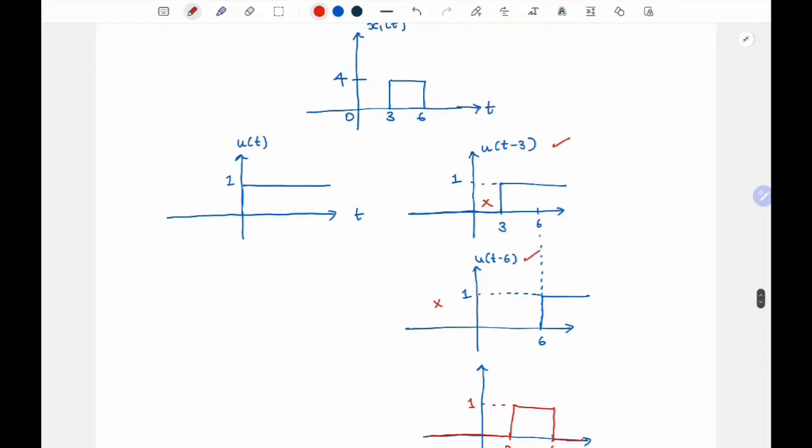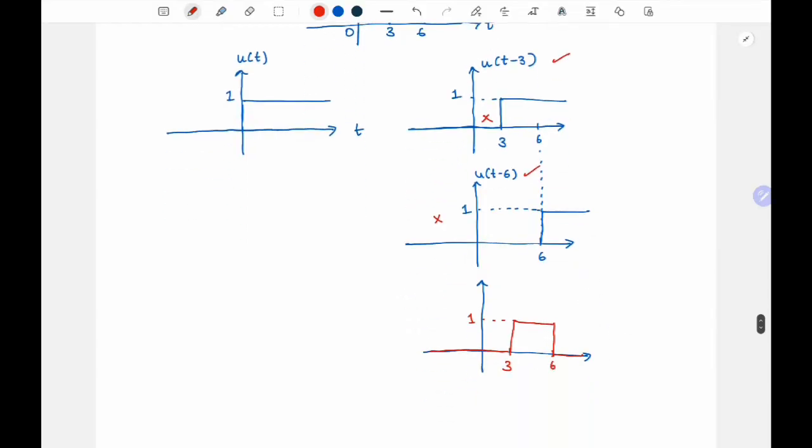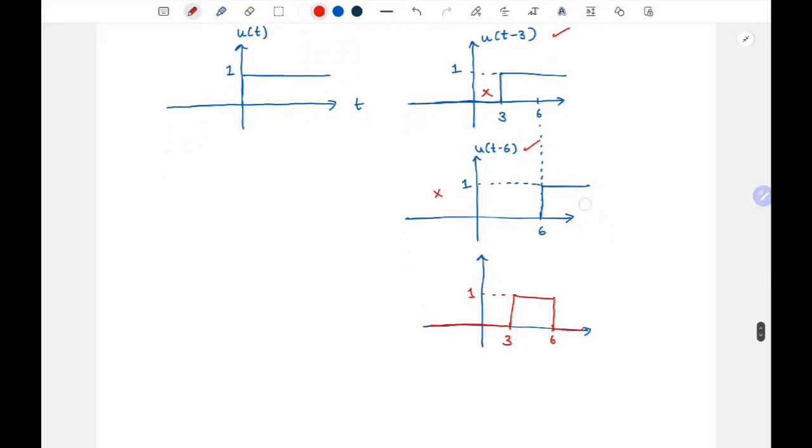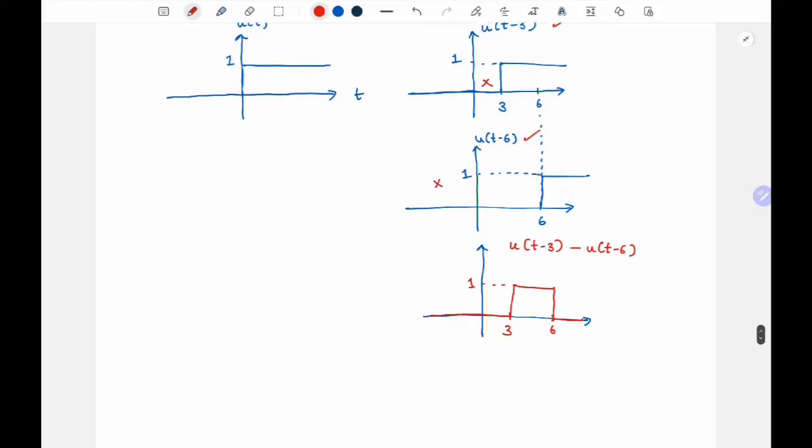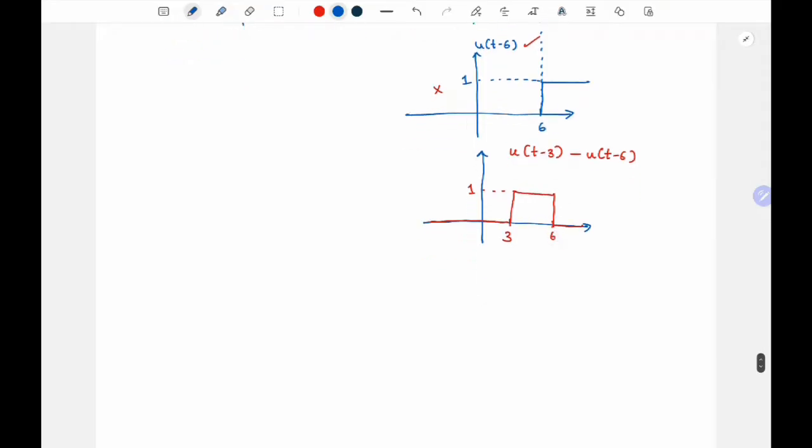So now if you see, you have got the structure. Only the amplitude is different, right? So how do you represent this? This is u of t minus 3 minus u of t minus 6. And if you want an amplitude of 4, what do you do? You just multiply it with 4, right? So we get 4 into u of t minus 3 minus u of t minus 6. So this will now be amplitude 4 starting from 3 and going to 6.